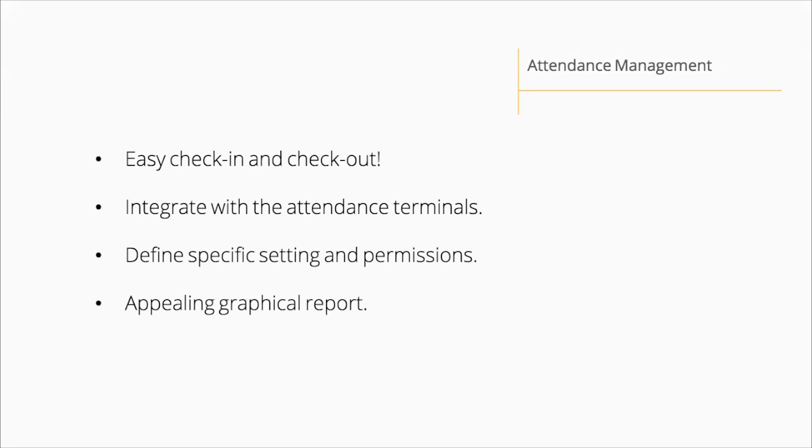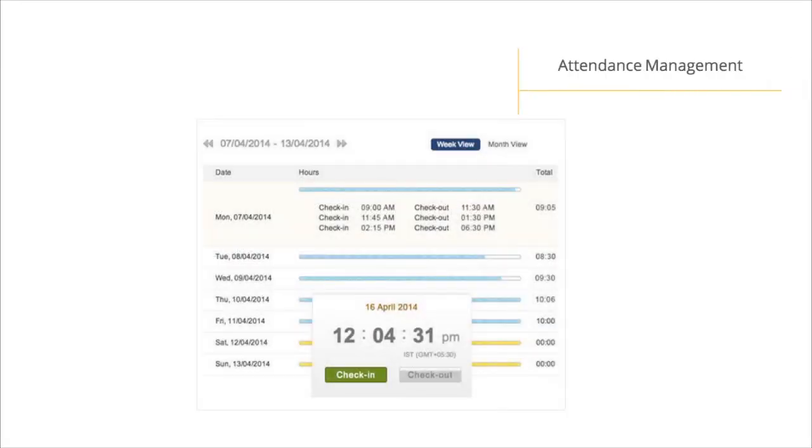Now, the best part is that you can also set IP restrictions to ensure control over where your employee marks his attendance from. Your employee can view his or her attendance on a daily, weekly, or monthly basis. The time in and time out can also be tracked by clicking on each individual record.